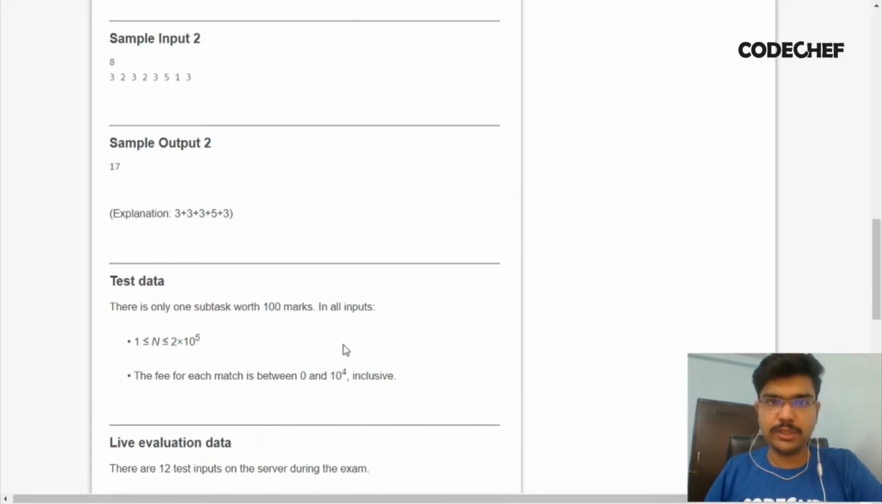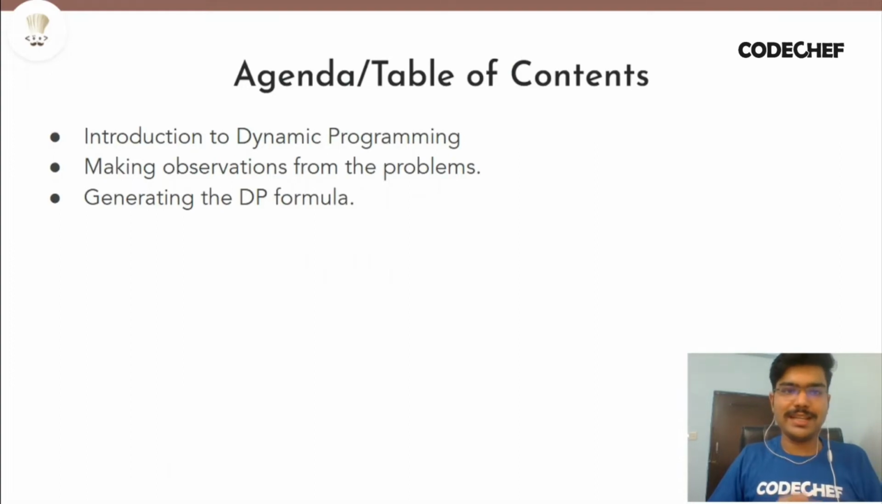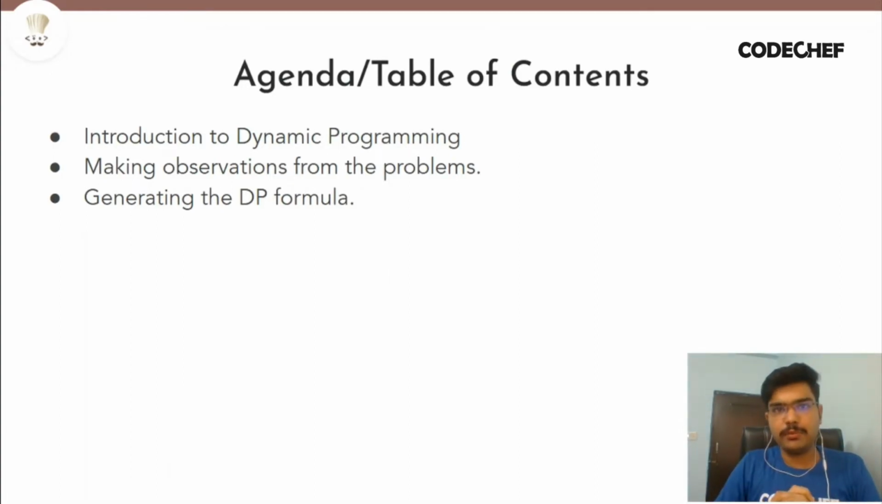Alright, so this is the problem statement that we have been given. The agenda for today is to understand the concept of dynamic programming. First, we'll get a basic introduction to dynamic programming. The second is we'll make some observations from the problem. And the third and most important step is that we generate the DP formula from these observations. So this is today's agenda, or the table of contents.